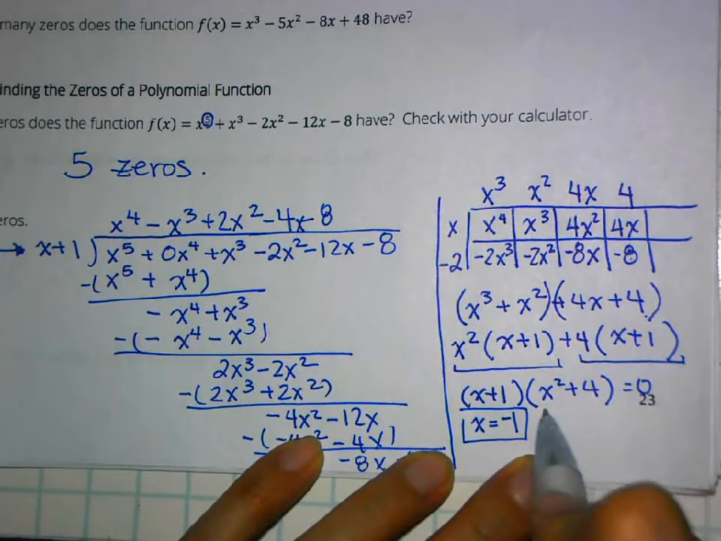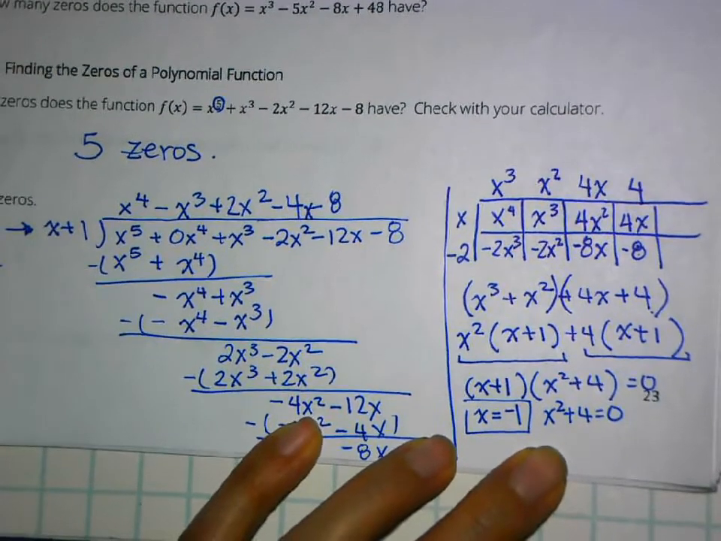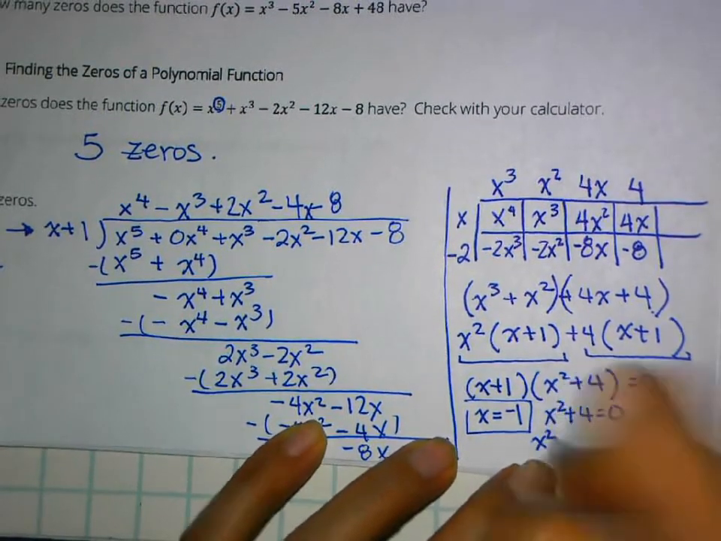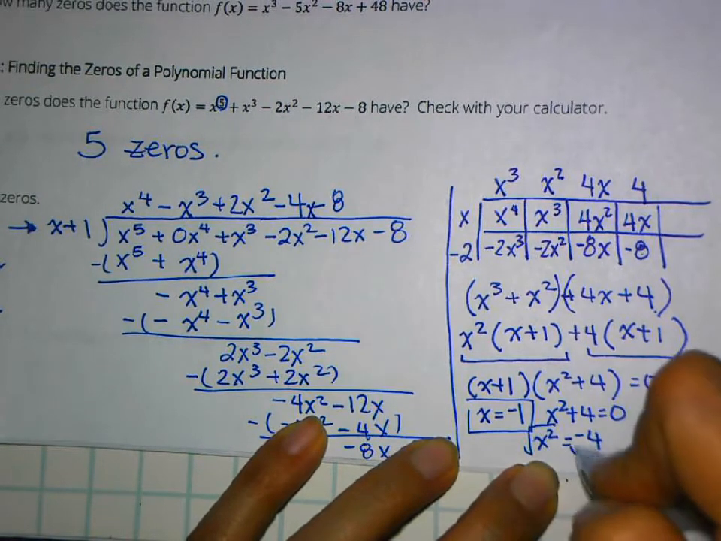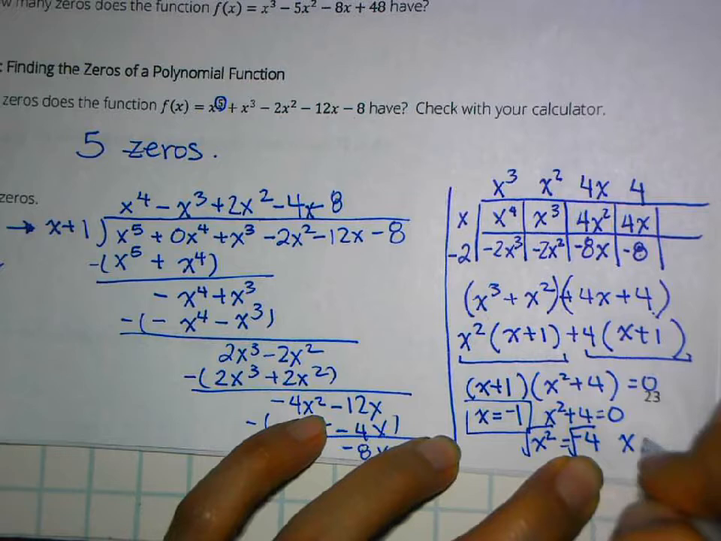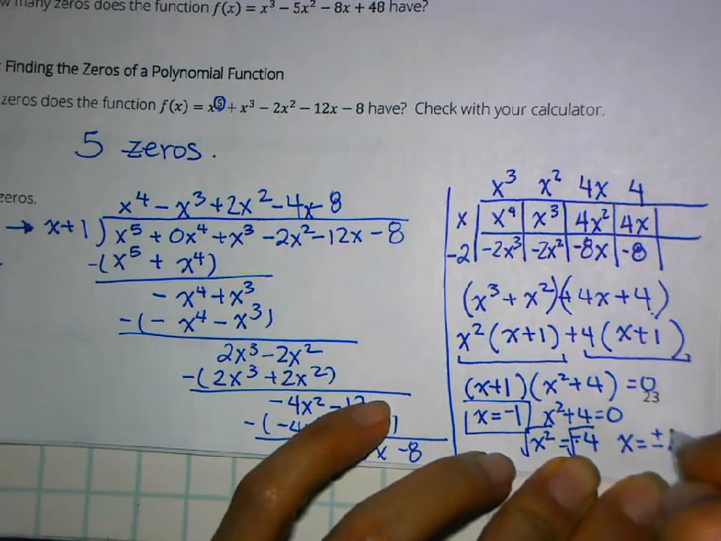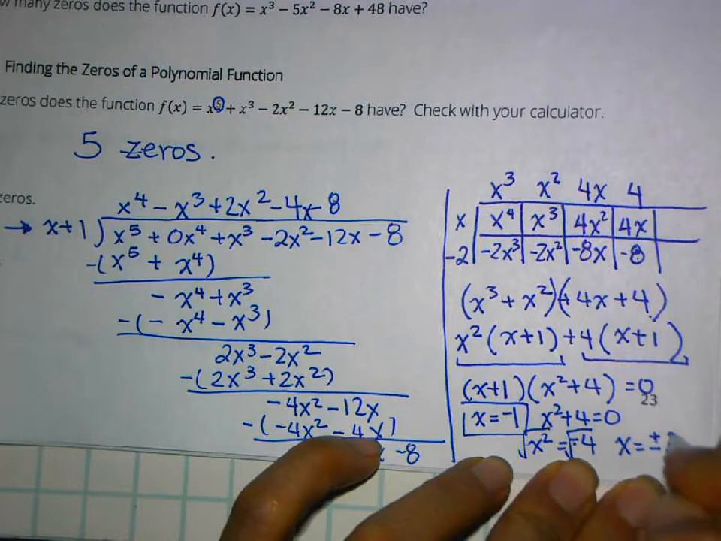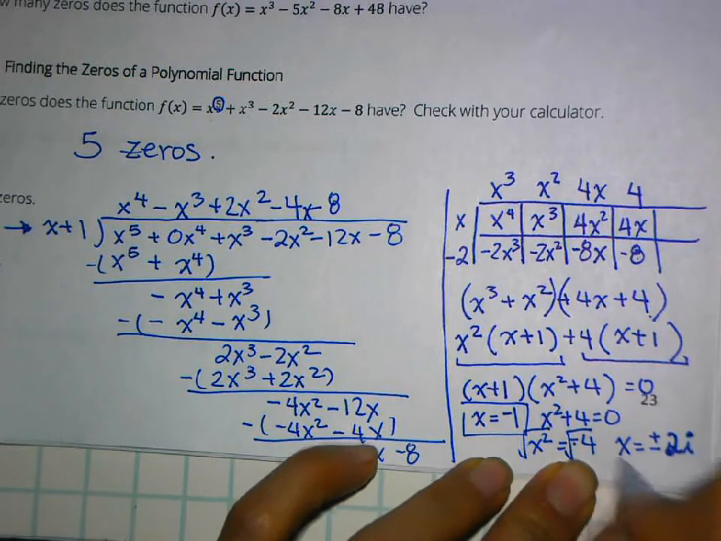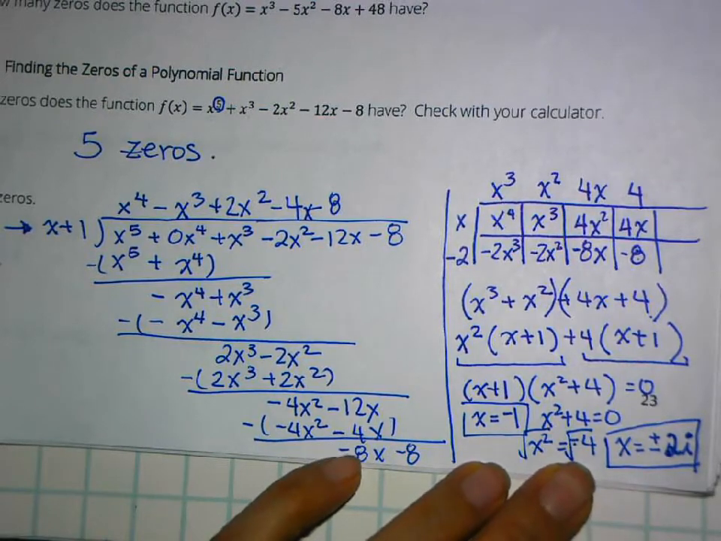If you have x squared plus 4 equals 0, when you're solving it, that means I have x squared equals negative 4. That means I have to take the square root on both sides. That means I'm going to have x equals plus or minus, because there's a negative on the inside of a square root, I know it's an imaginary number, and the square root of 4 is 2. So I can actually write it as plus or minus 2i. There is my other two solutions, another two zeros.